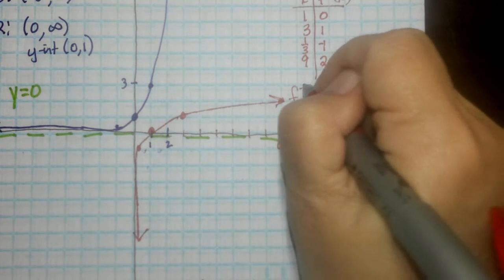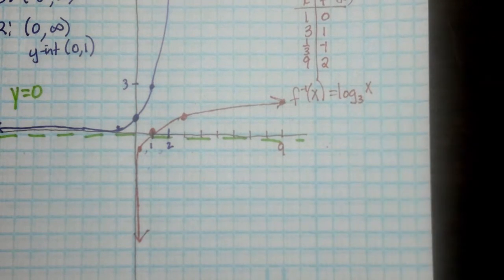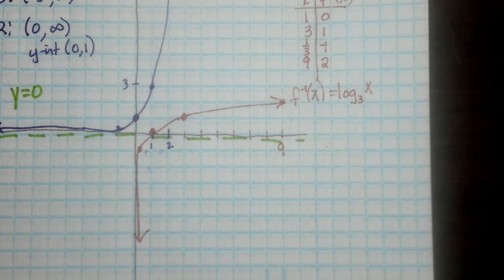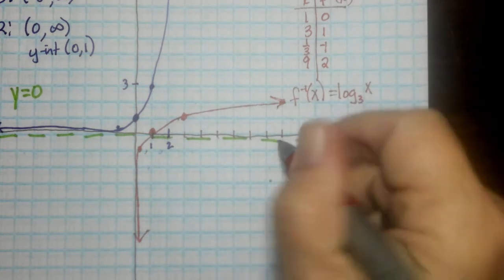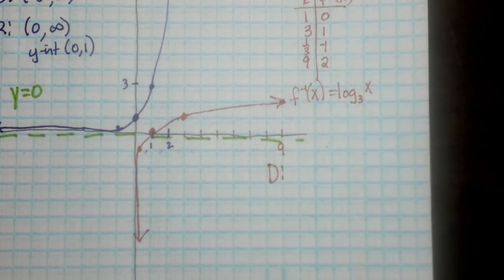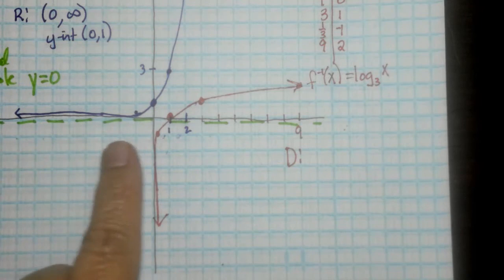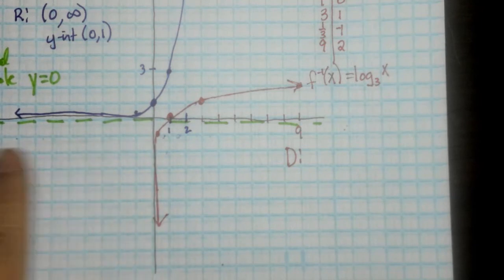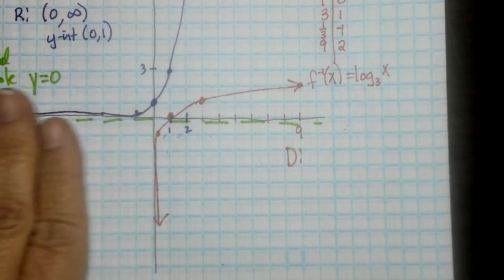So this is my f inverse of x, which equals log base 3 of x. So now let's analyze the features of this logarithmic curve, which for me is red. So the domain here, take a look. Do I have any negative x output? If negative x is my input, do I get anything out for negative x's? No, there's nothing over here, right?